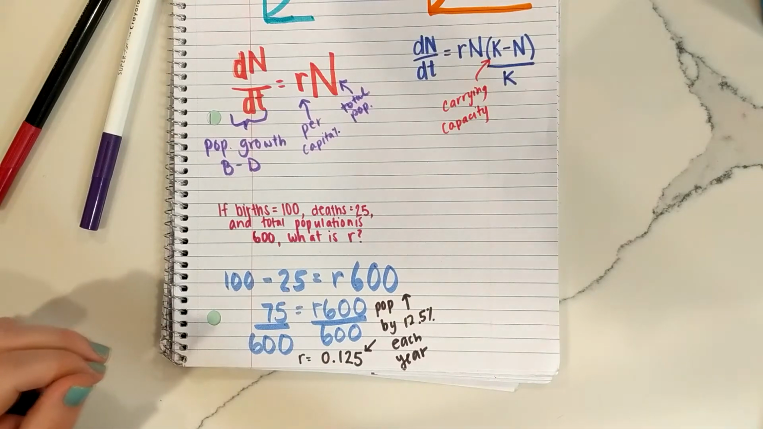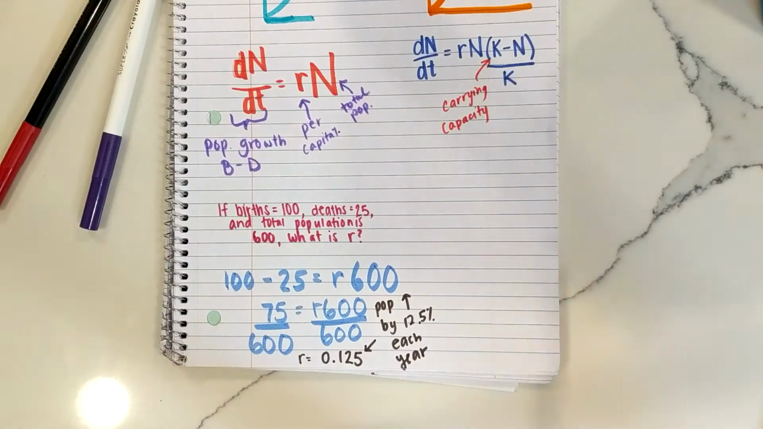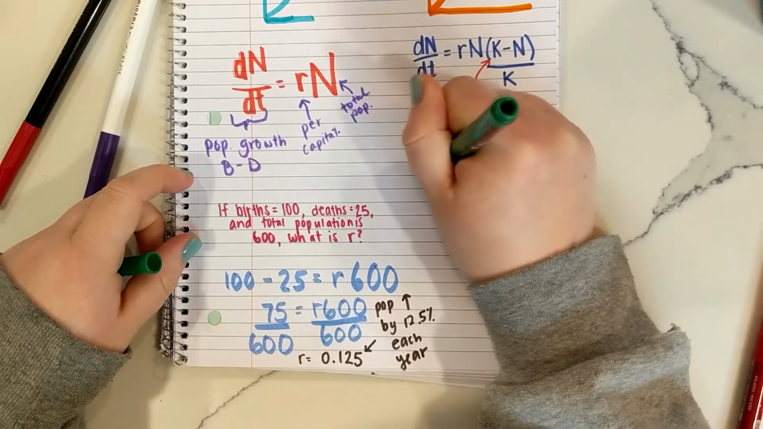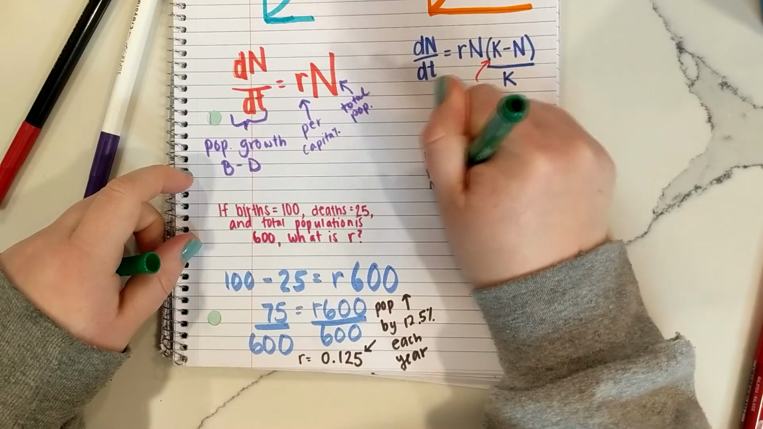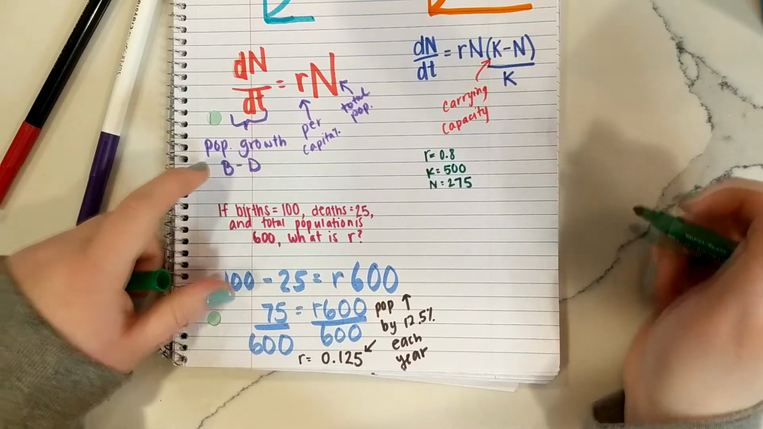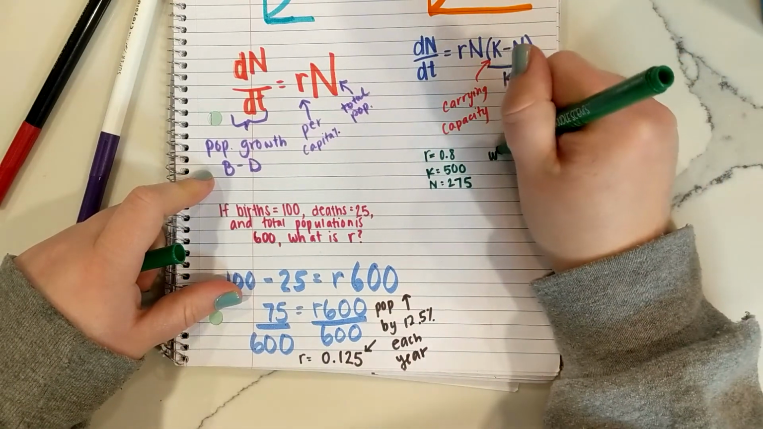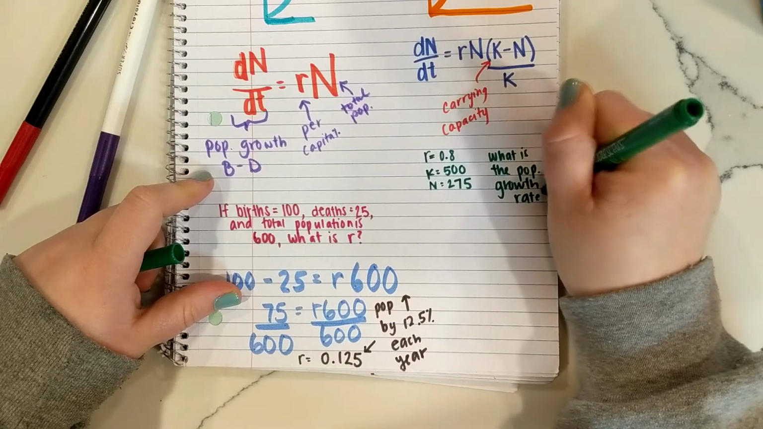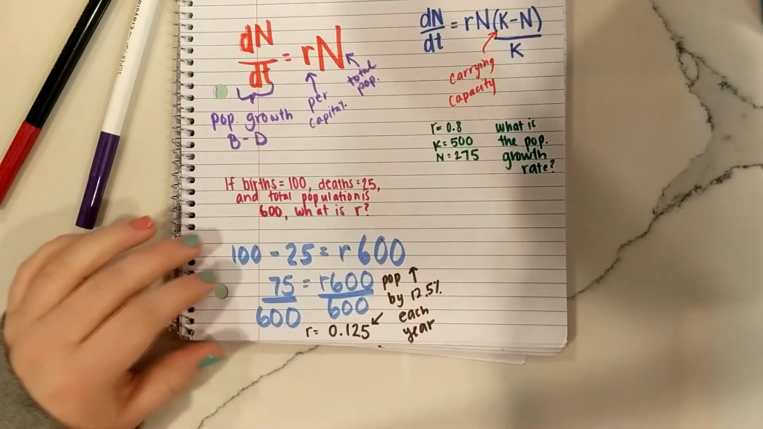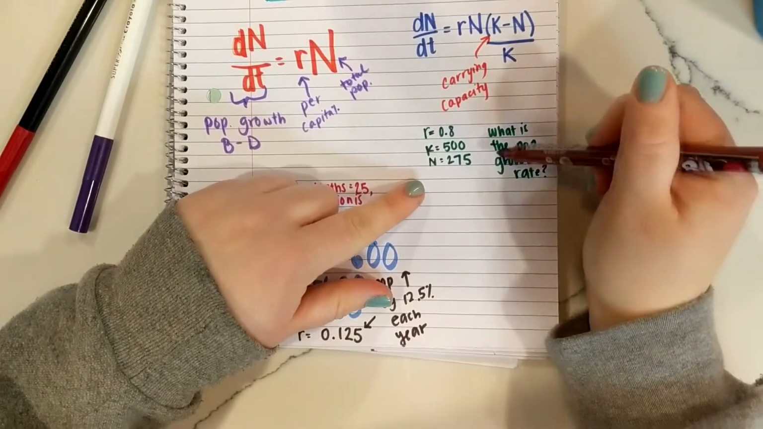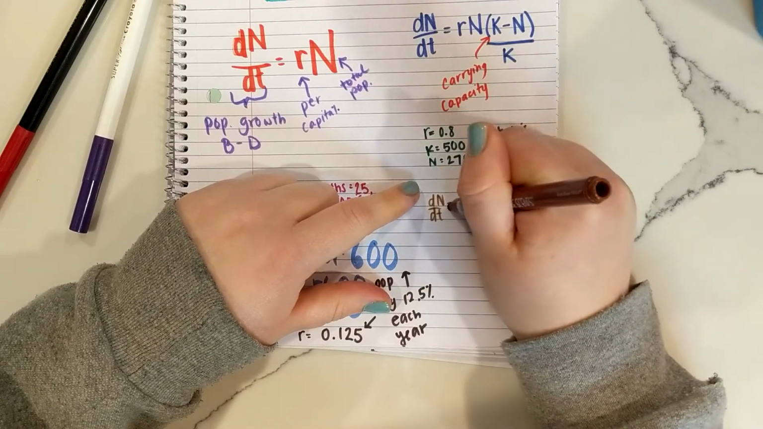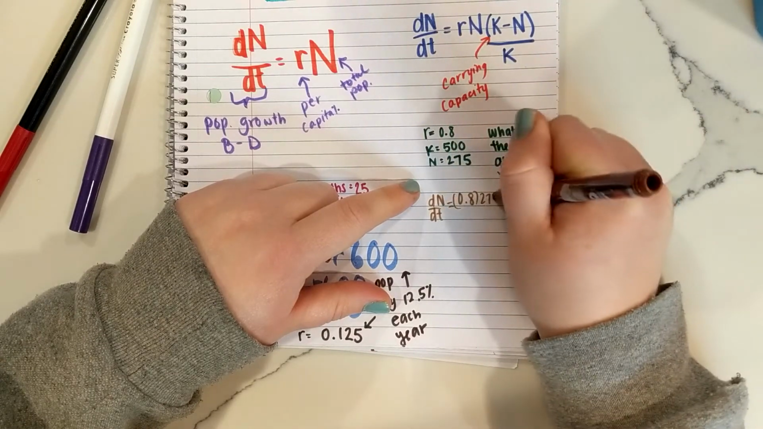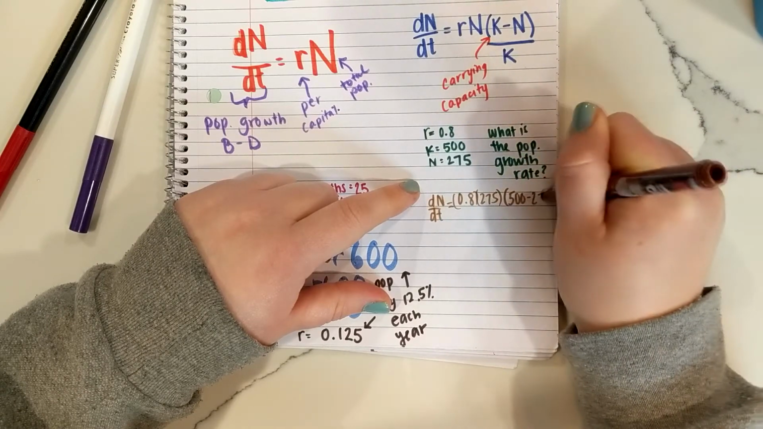So let's do an example. Okay, we'll say that R is 0.8, the carrying capacity is 500, and the total population right now is 275. Okay, so I want to know what is the population growth rate? How many organisms are we adding or subtracting each year? So again, all you have to do is look at the equation and fill in some numbers. So population growth rate is what we're trying to find. And so we've got R is 0.8 and N is 275. And we've got K minus N over K.